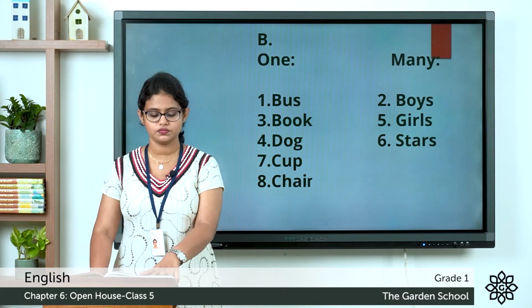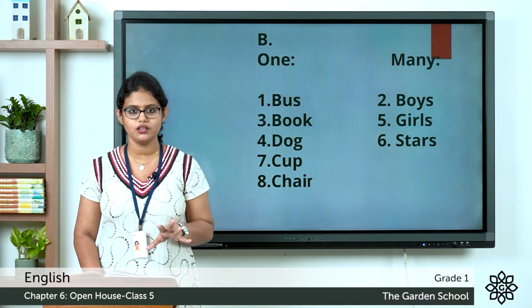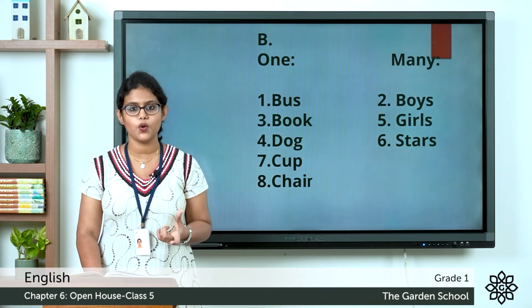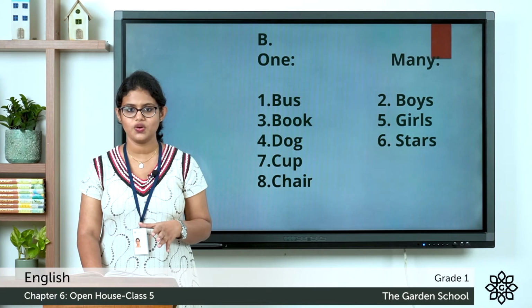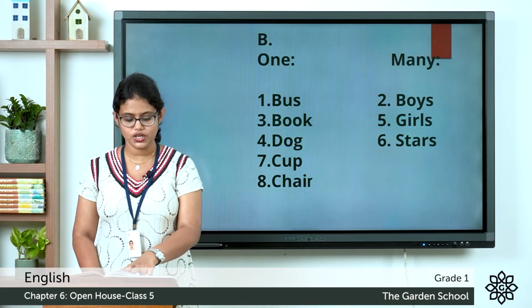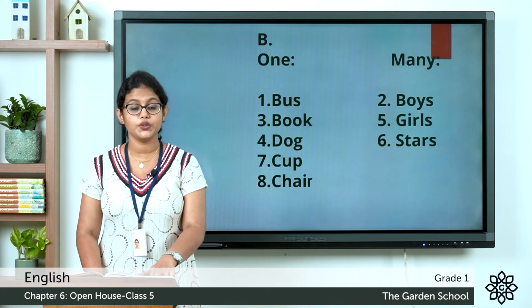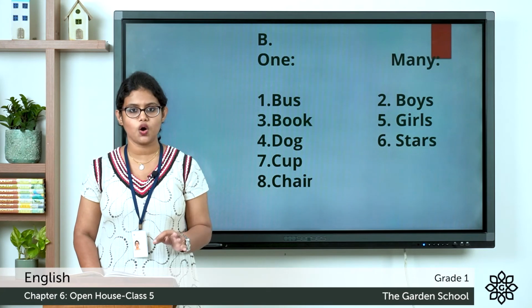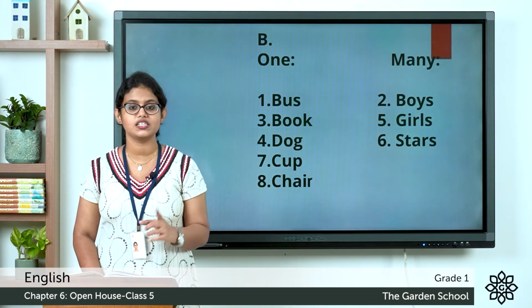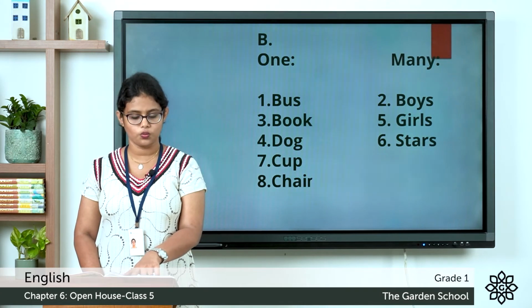See the third one. The book is new. So, which is the naming word here? The naming word here is book. So, just 1 book. So, it is 1. So, you can write there O. What about the fourth one? The dog is sleeping. So, which is the naming word here? Dog. 1 or many? It is just 1 dog. So, you can write there O.